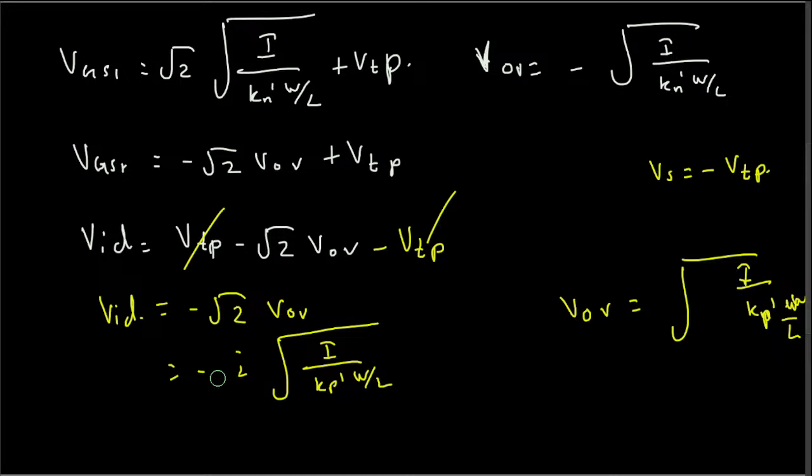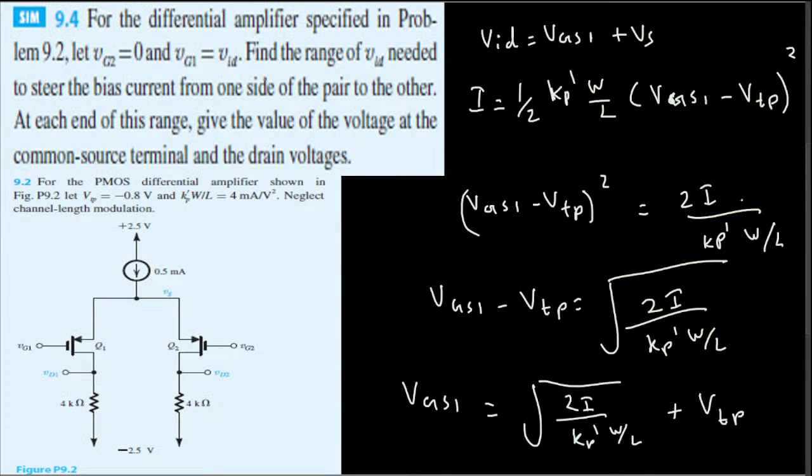Instead of putting the square root of 2 outside, I can also put it inside. So this is going to be negative square root of 2 and all these values. The I value is known because we are assuming one of the sides is cut off, so this current must be flowing through this. The current flowing through this should be 0.5 milliampere.